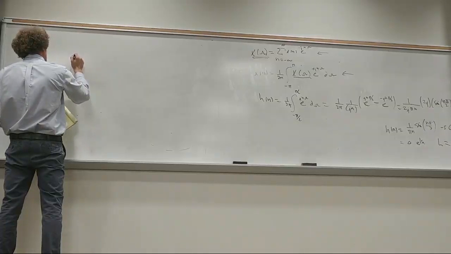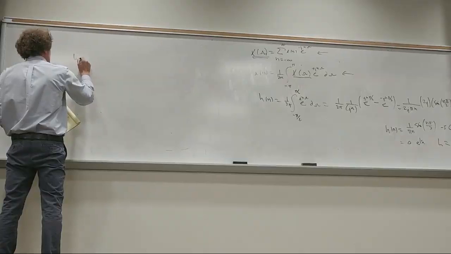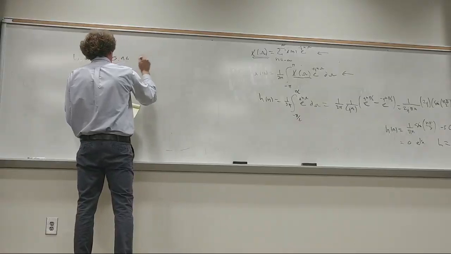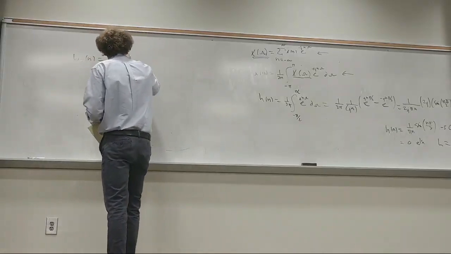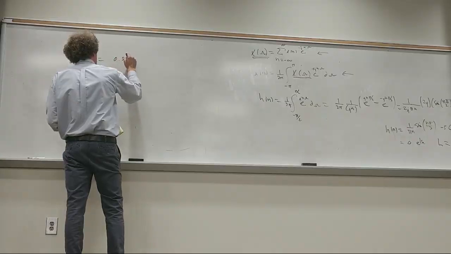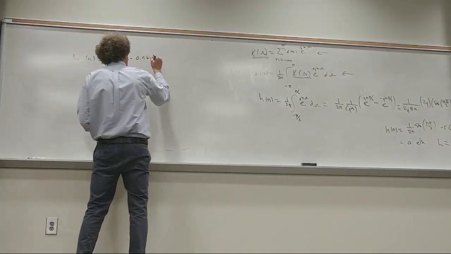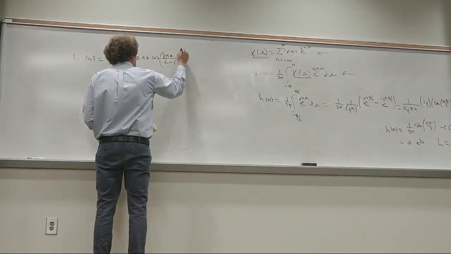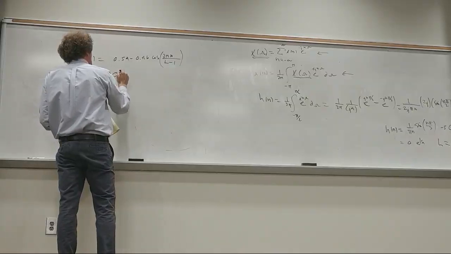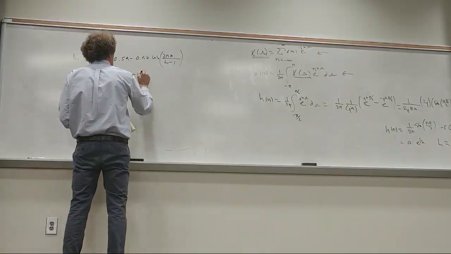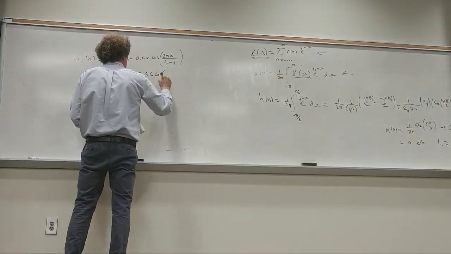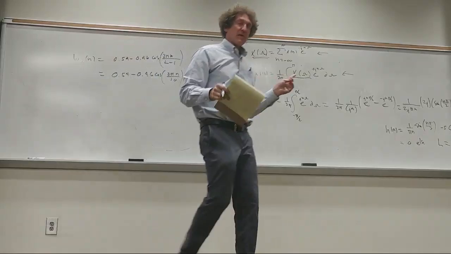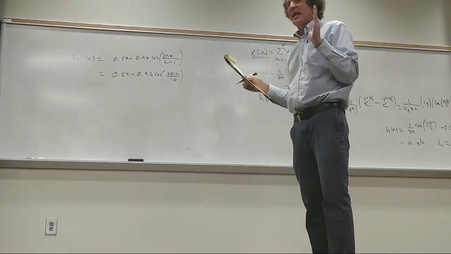Remember, in general, this is a Hamming window. It's equal to 0.46, or I'm sorry, 0.54 minus 0.46 times the cosine of 2 pi n divided by L minus 1, which means for ours it's 0.54 minus 0.46 times cosine of 2 pi n divided by 10. The reason it's 10 is that L is 11. Now that's the Hamming window.